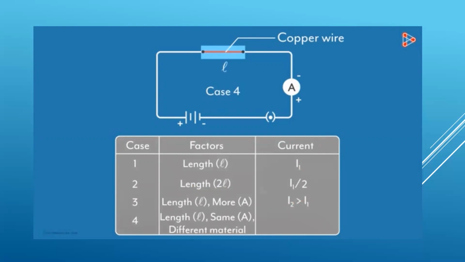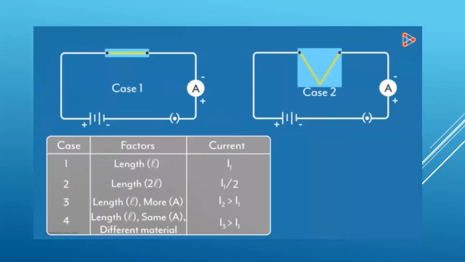When you measure the current, you will notice that it's more than I1. Now let's understand the results case by case. We see that as the length of the wire increases, the current reduces by the same factor. It implies that the current is inversely proportional to the length of the wire. And by Ohm's law, we know that the current is inversely proportional to the resistance of the conductor.